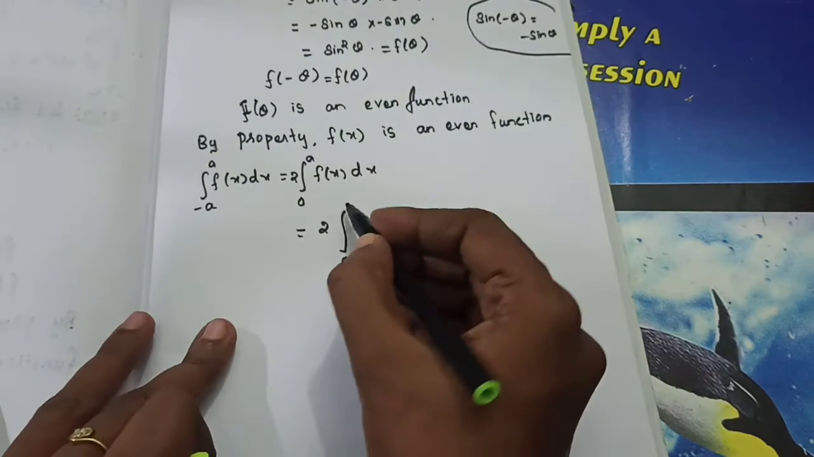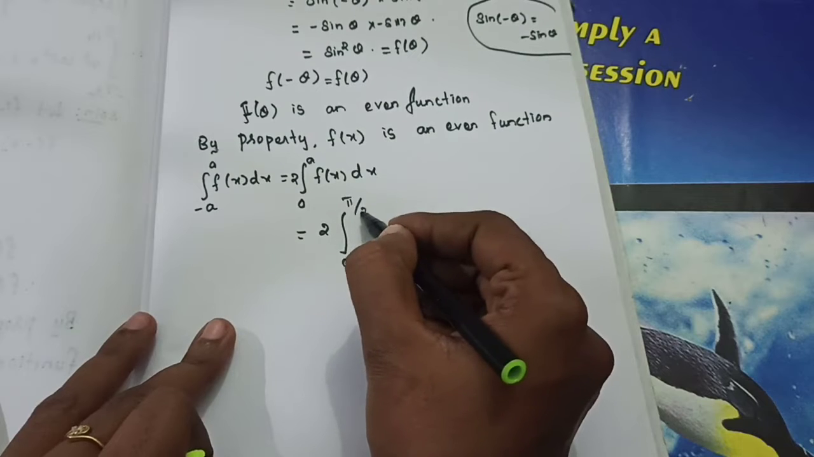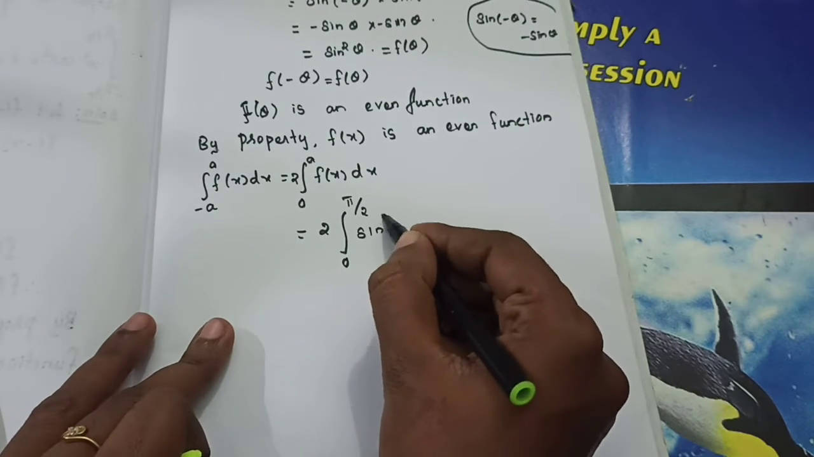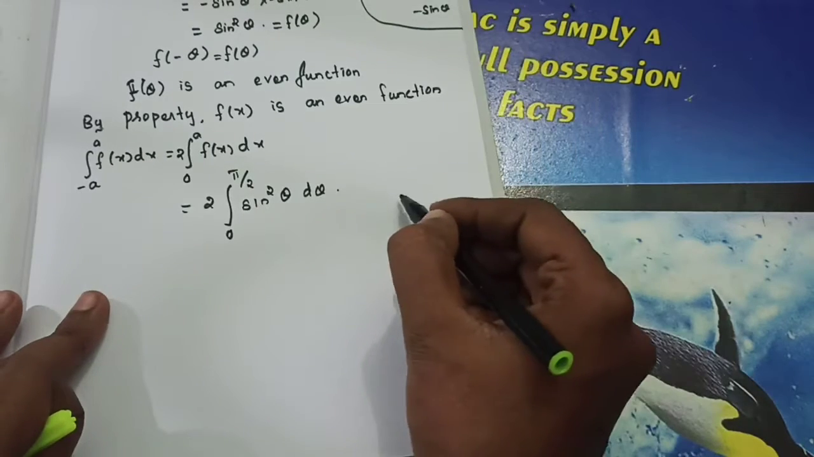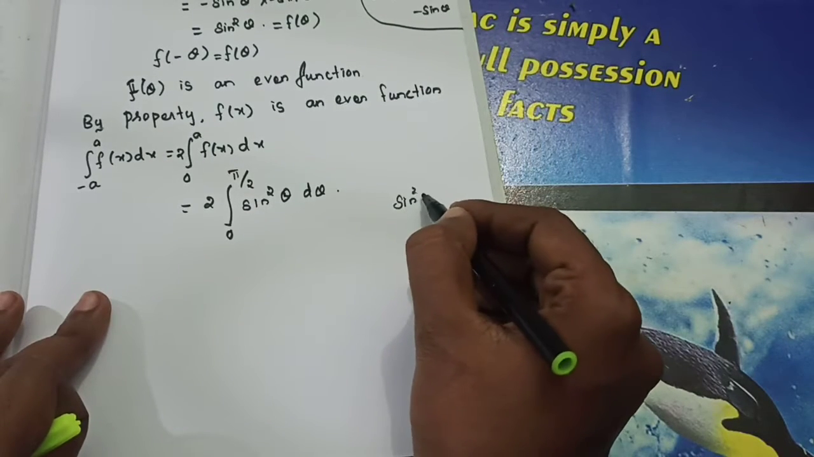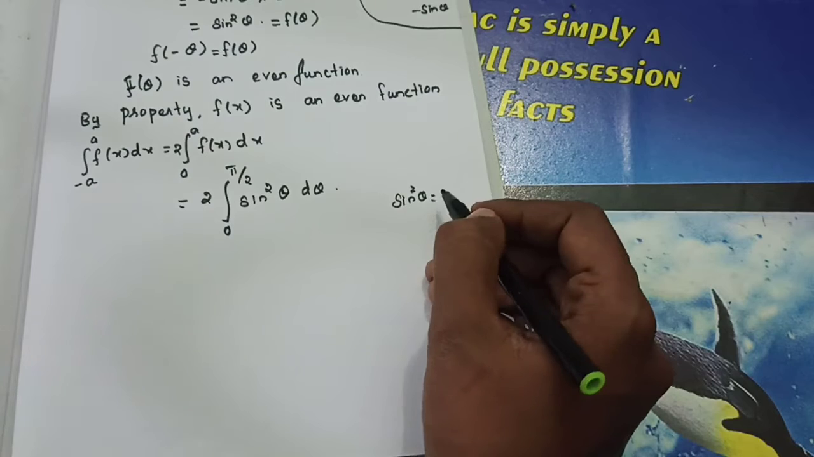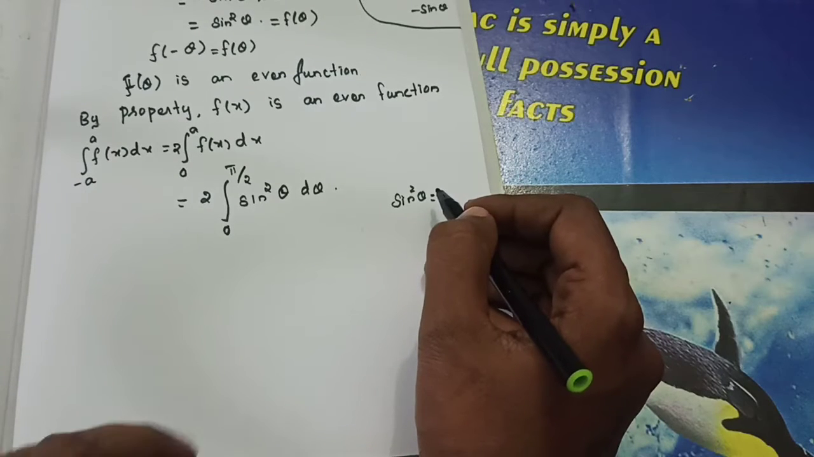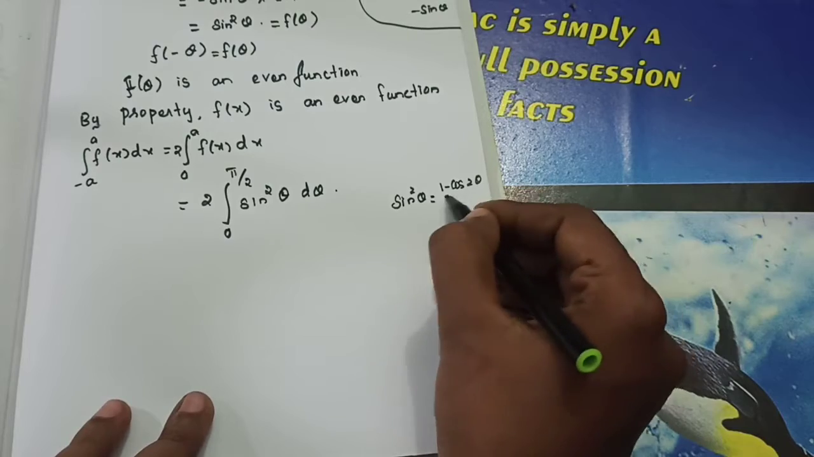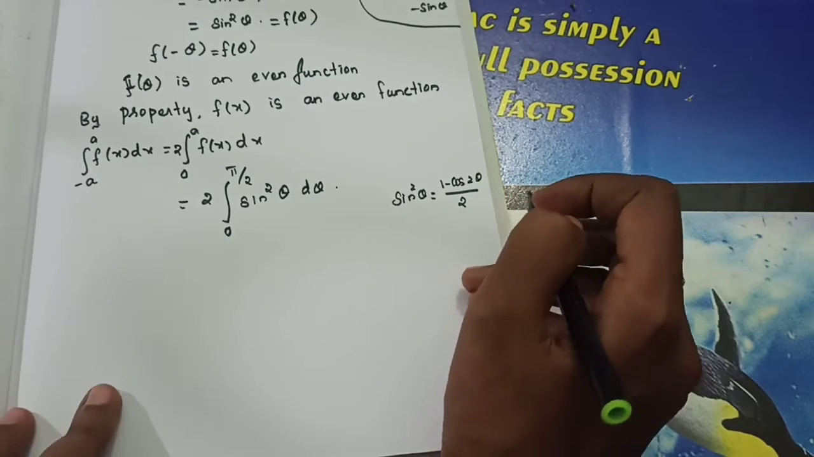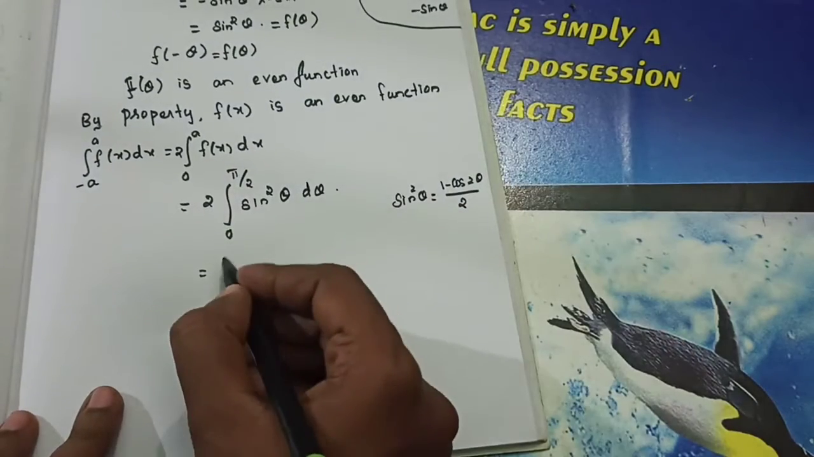In place of a, the value is pi by 2. So we have the integral of pi by 2 sin square theta d theta. We know the formula, we have learned it already. What's the formula for sin square theta? You learned it last year: sin square theta is 1 minus cos 2 theta divided by 2.